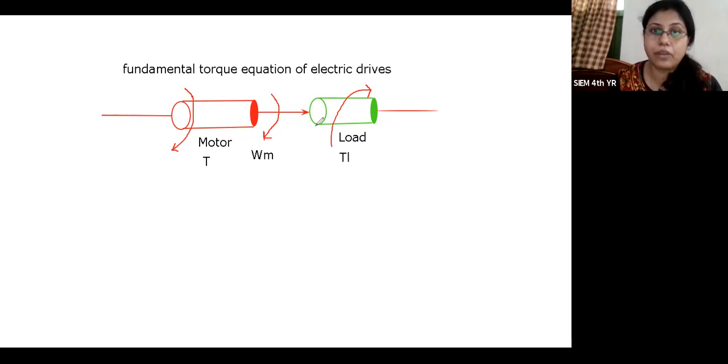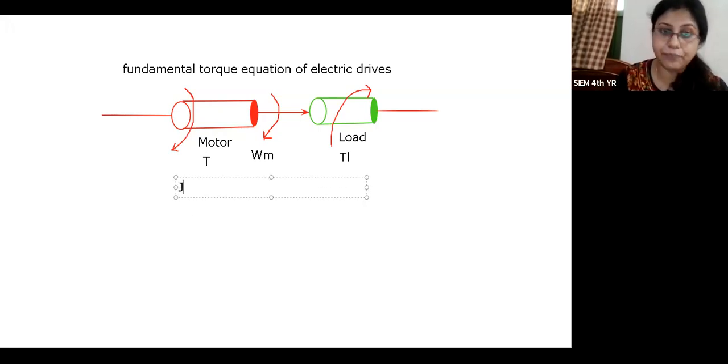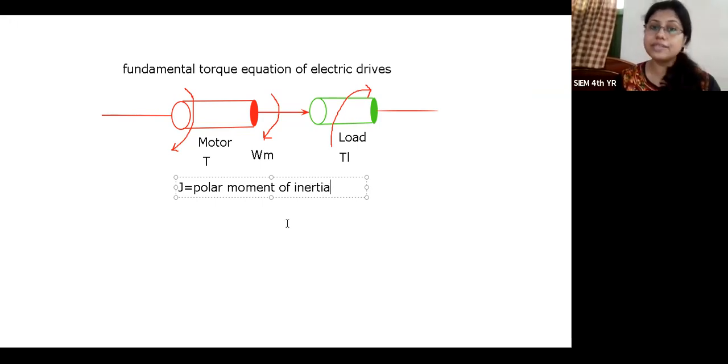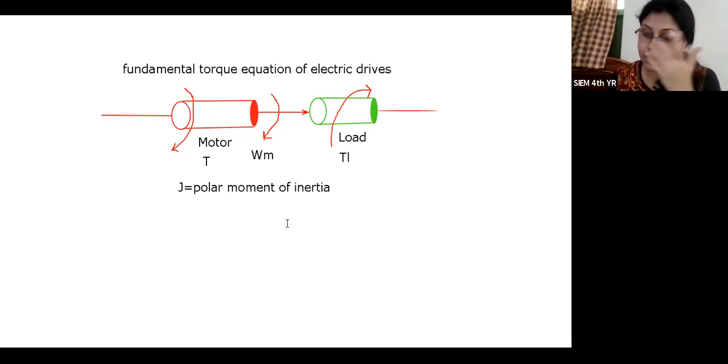Now say the polar moment of inertia of this entire setup is capital J, that is equal to polar moment of inertia of the setup. And the unit of the polar moment of inertia is kg per meter square.